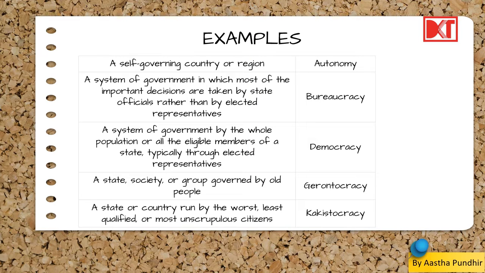Okay, so here we have one word substitutions. A self-governing country or region is called an autonomy. Then we have a system of government in which most of the important decisions are taken by state officials rather than by elected representatives. That form of government could be called a bureaucracy. Then we have a system of government by the whole population, for all the eligible members of a state, typically through elected representatives. That government could be called a democracy. Then we have a state, society, or group governed by old people. That is a gerontocracy. Then we have a state run by the worst leaders, least qualified, or most unscrupulous citizens. That could be called a kakistocracy.